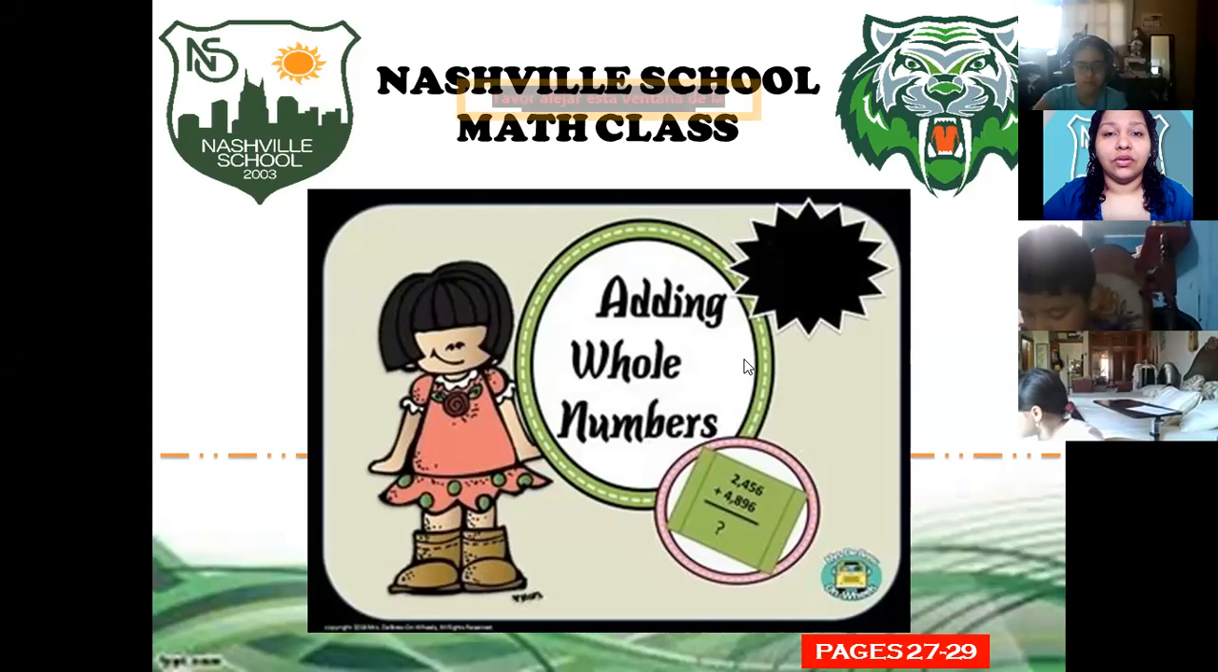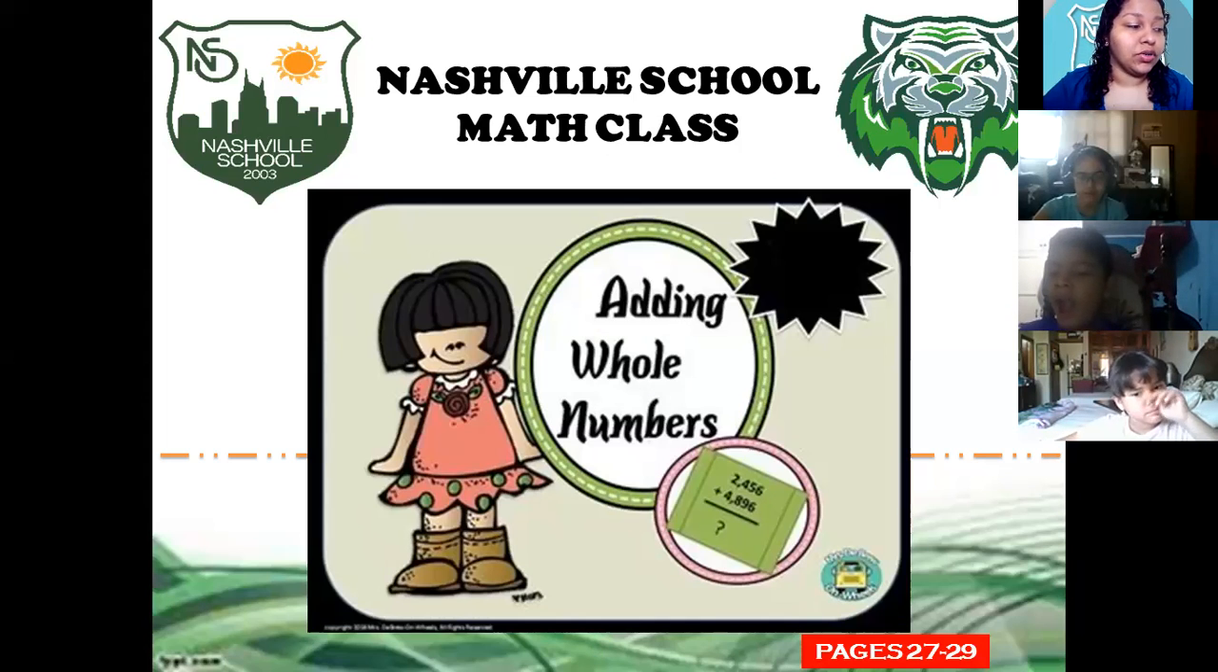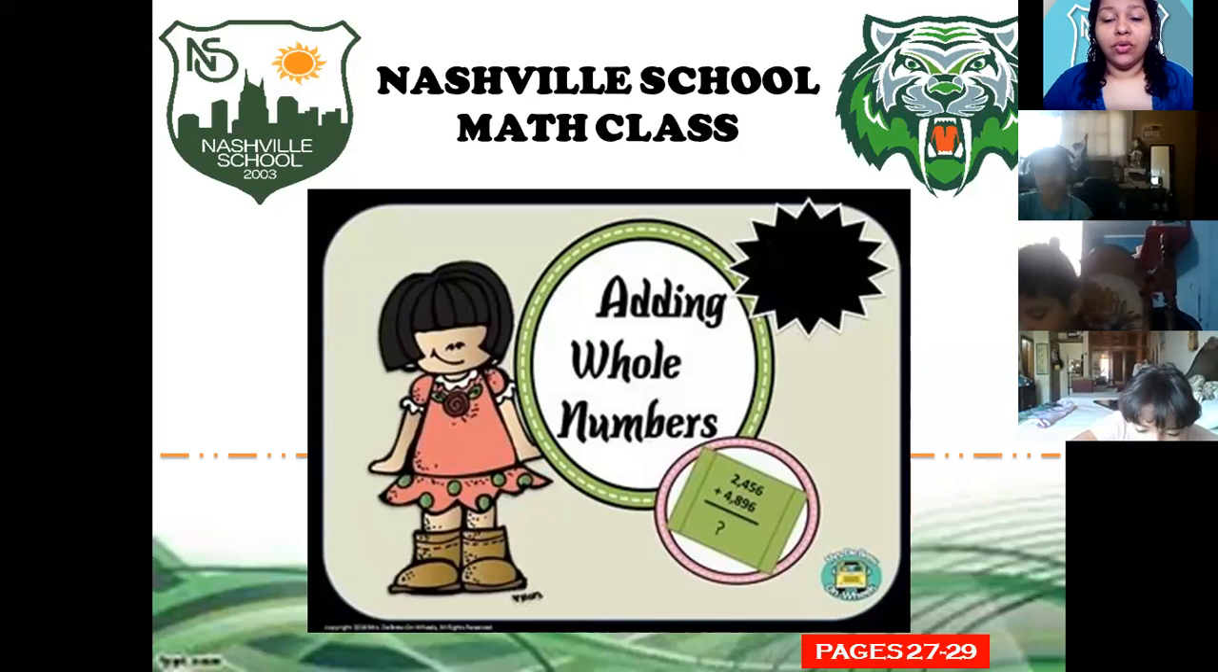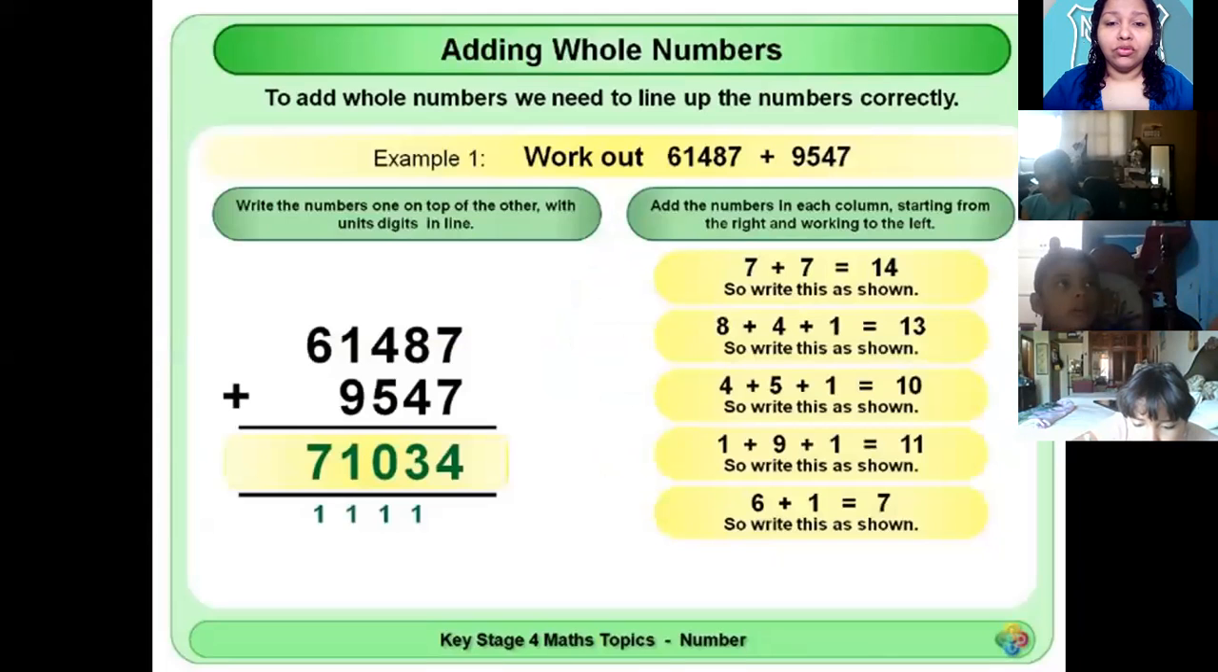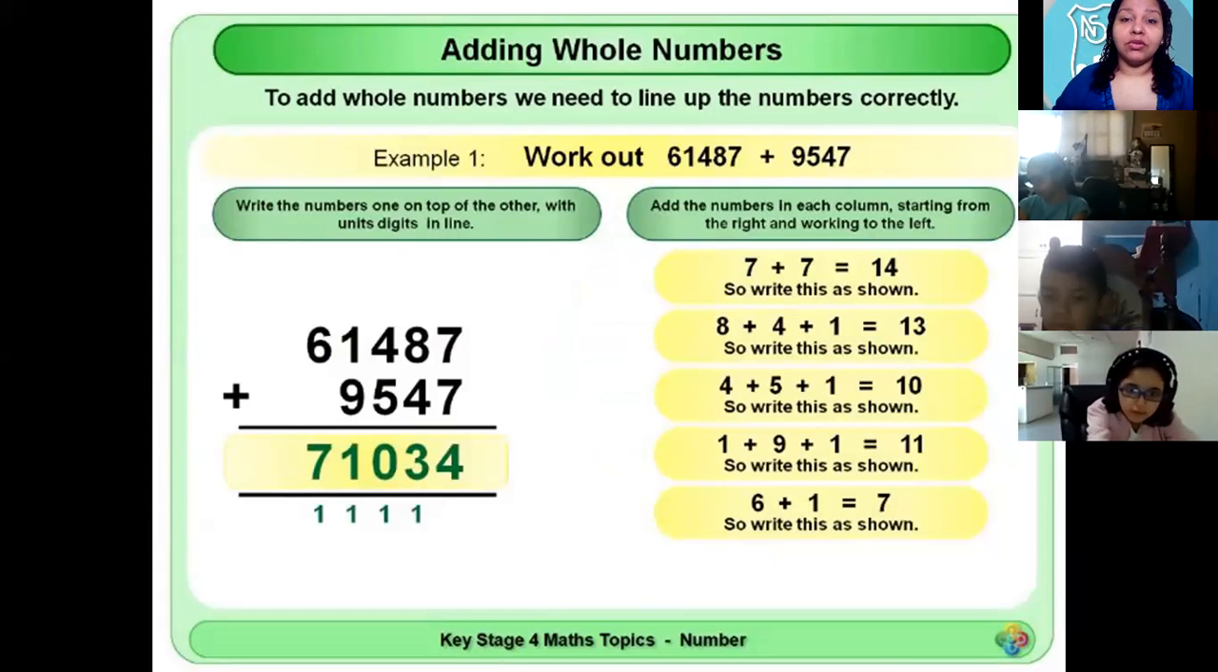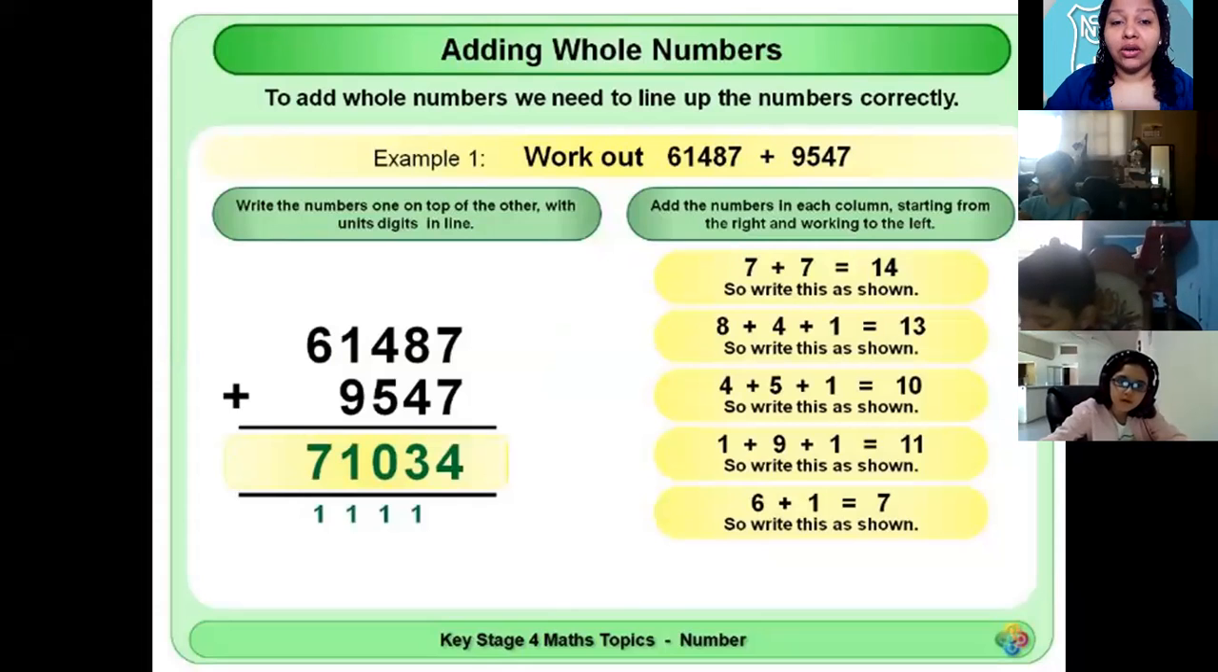Okay, well, as you know, over there we have this. Adding whole numbers is the new topic that we're going to be working on. We are going to learn how you can add whole numbers, okay? I'm going to show some examples of how to use the place value. It's very important to use the place value in this kind of exercise, and especially in this topic. So to add whole numbers, we need to line up the numbers correctly, okay?